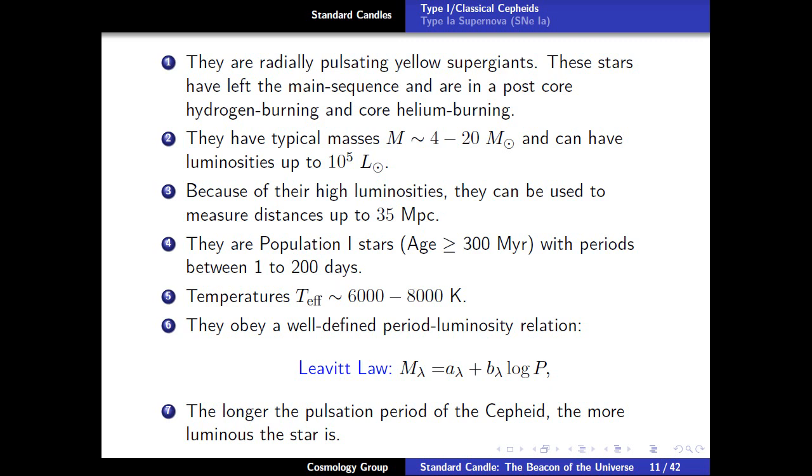They are population 1 stars, that means they are very young stars with an age greater than or equal to 300 million years, with periods between 1 to 200 days, and their temperatures range from 6000 to 8000 degrees Kelvin.